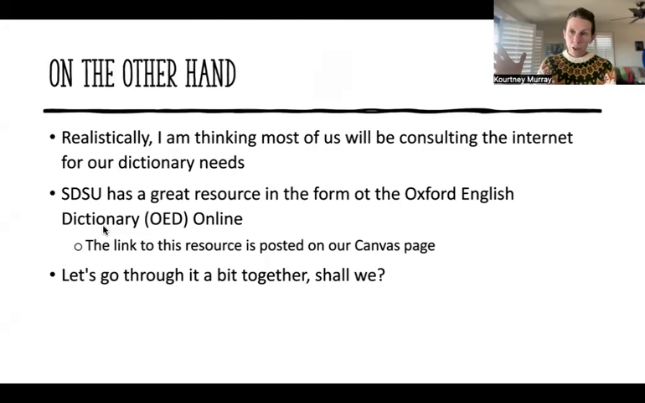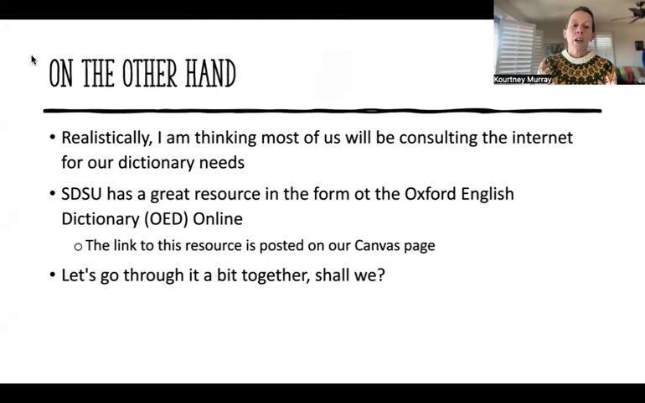Now, the Oxford English Dictionary in physical format takes up a library shelf. I think it's at least 10 volumes. It's huge. It's very big. SDSU subscribes to this book online, and it is an amazing resource. There's just so much good stuff there.